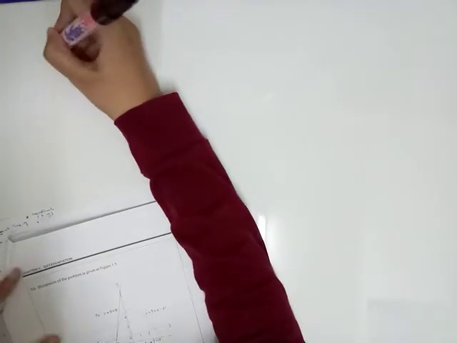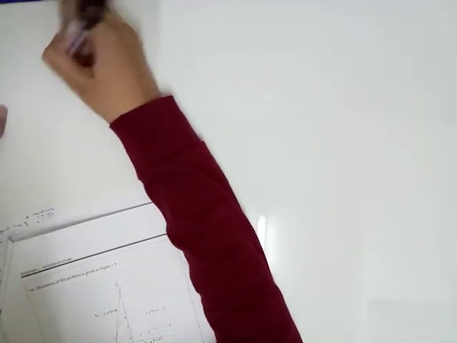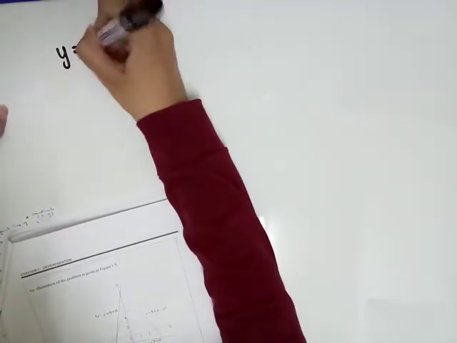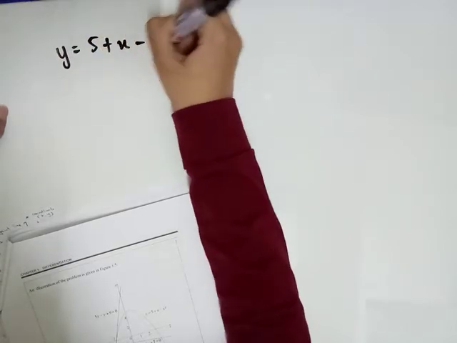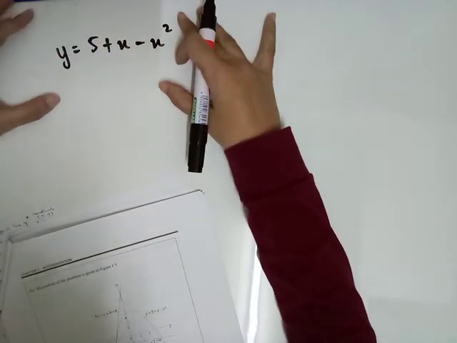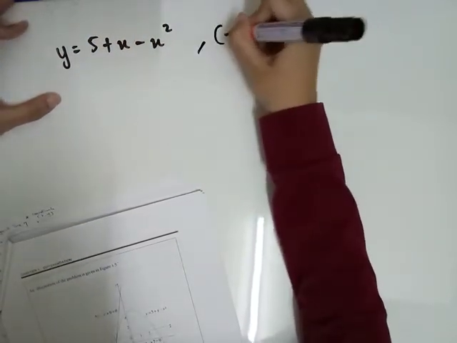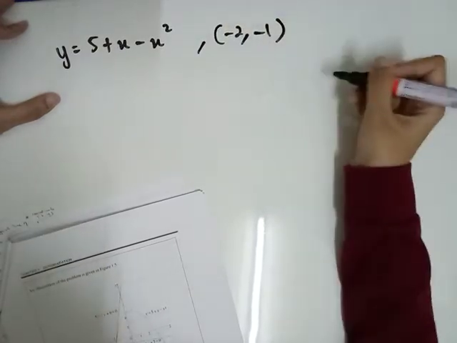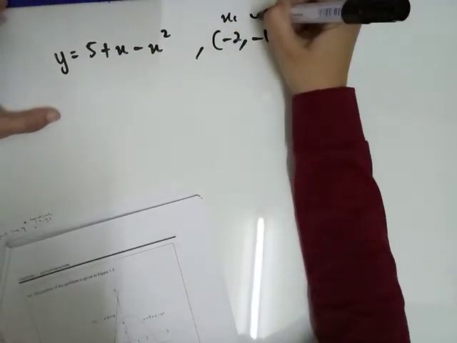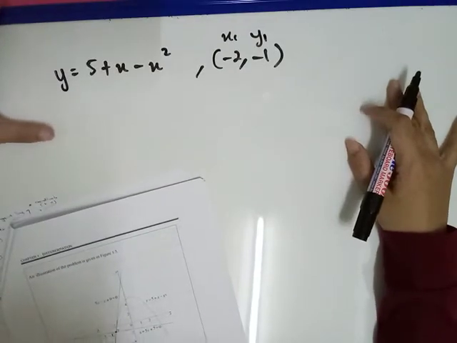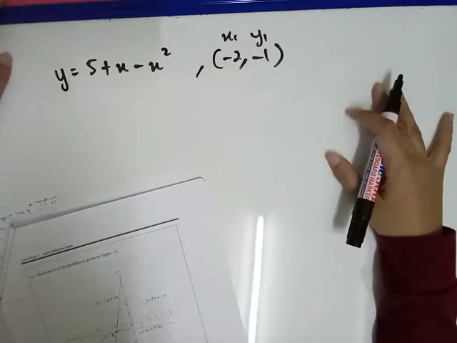Go to the example. Example 1.18. It gives us the equation of a curve, y equals 5 plus x minus x squared. This is the equation of the curve at the point (-2, -1), so this is x1, this is y1. The first step, we need to find the gradient of the tangent line.